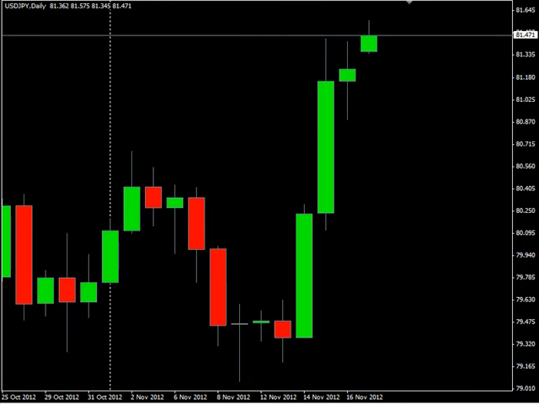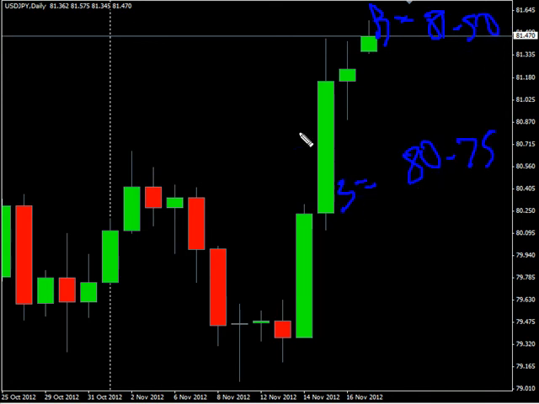Now, as far as our ranges going into this next session, for the US-Japanese yen pair, we're looking for it to move up and hit some resistance around 81.50, possibly moving down and hitting support around 80.75.